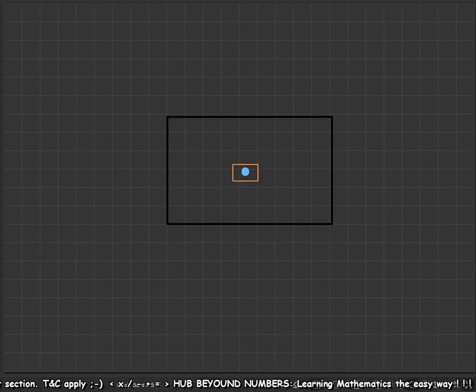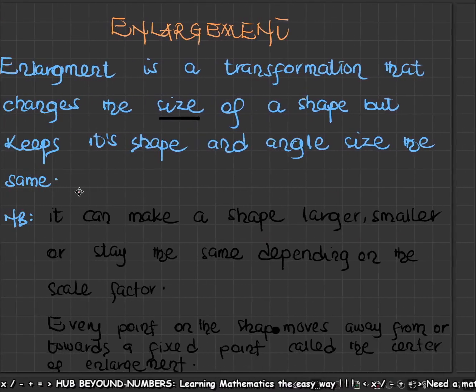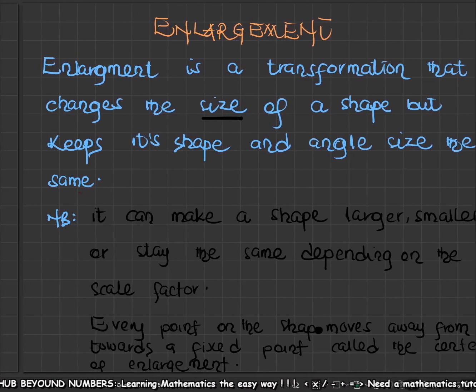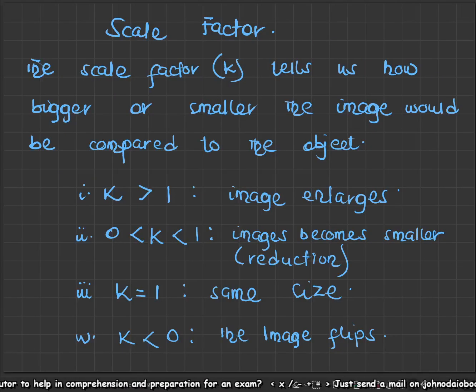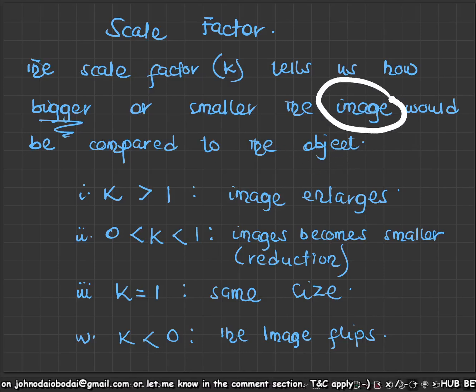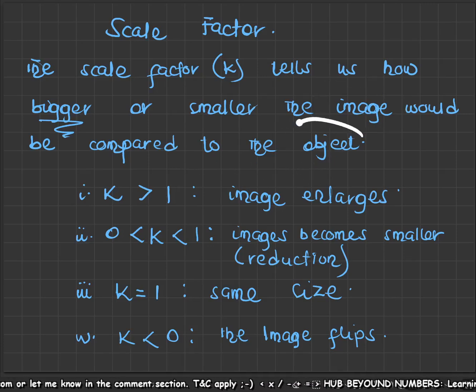So that is just an introduction on enlargement. Now that we know what enlargement is, there is a need for us to know what we call the scale factor. So let's quickly look at what the scale factor is. This here is a little note on the scale factor. The scale factor tells us how much bigger or smaller the image will be compared to the object. And as you know, the image is whatever you get after the enlargement. The object is the original figure.